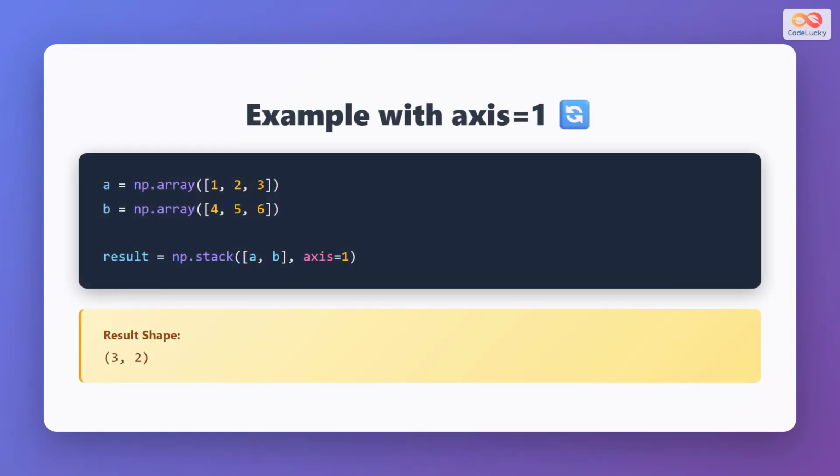Now let's see what happens when we change the axis parameter to 1. Using the same arrays A and B, when we call np.stack with axis equals 1, the result shape becomes 3 by 2 instead of 2 by 3. This is because we're stacking along a different axis, which changes how the arrays are combined.